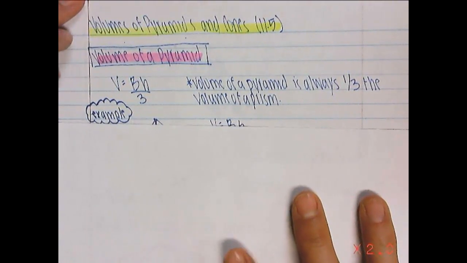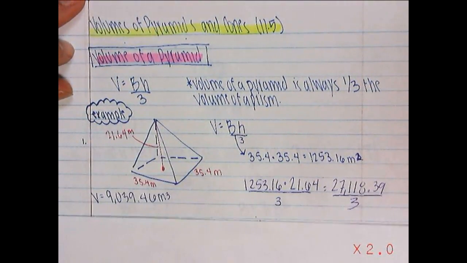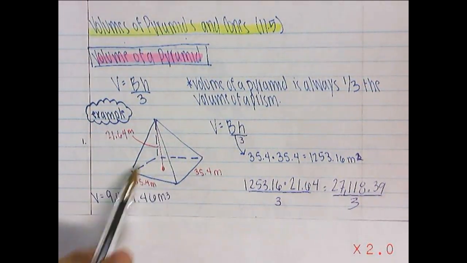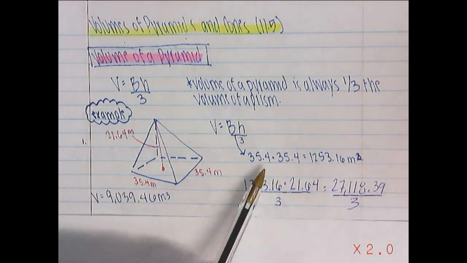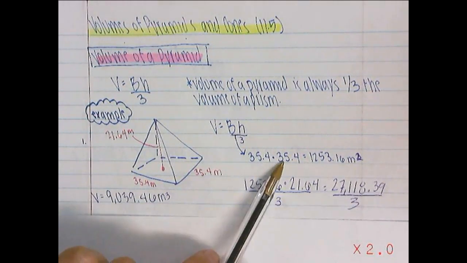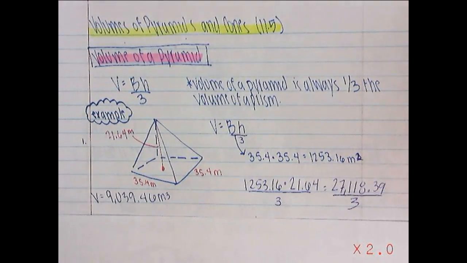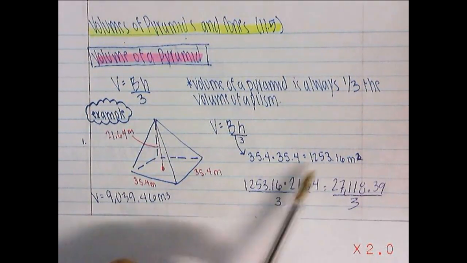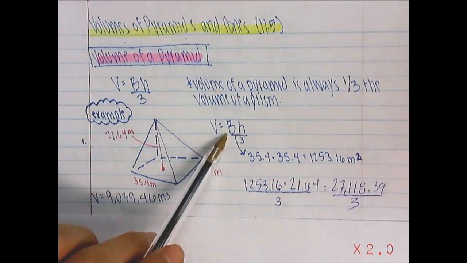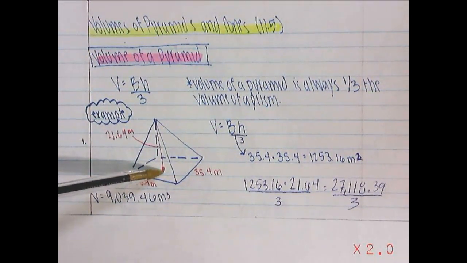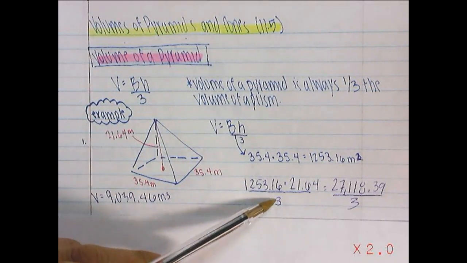Okay, example here. Here is our square pyramid. Square pyramid, meaning all the sides of my base are the same. So I'm going to go ahead and find my big B, the area of my base first, and that's going to be 1,253.16. I'm going to take the area of my base, big B, and multiply it by my height, which they gave me was 21.64. And then I get to divide it by 3.